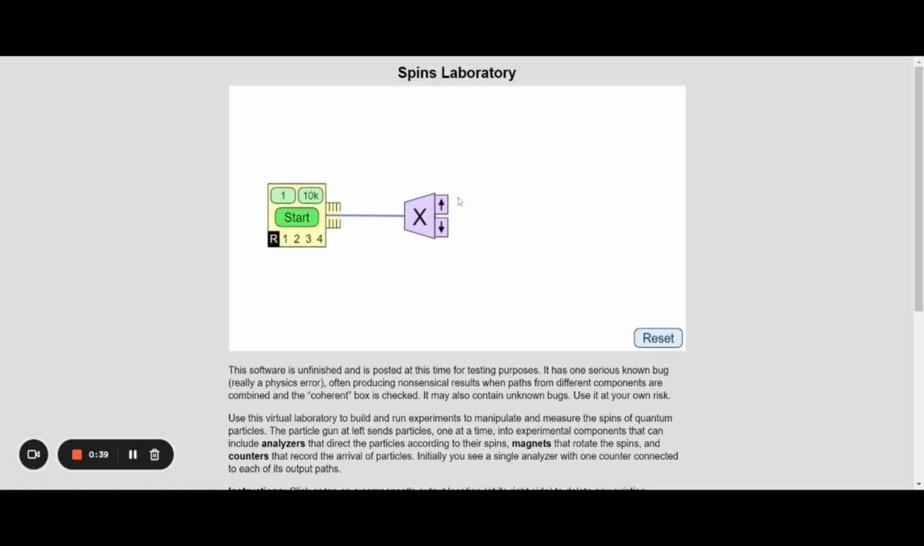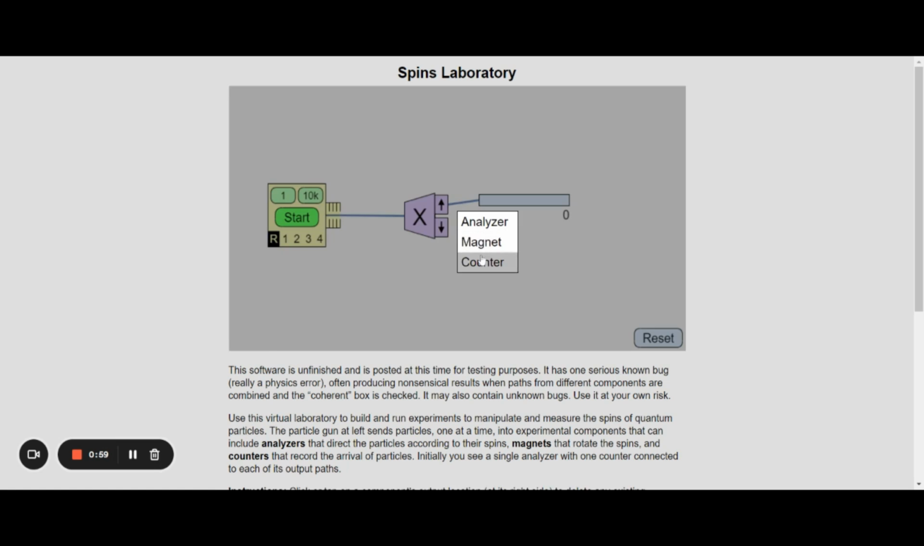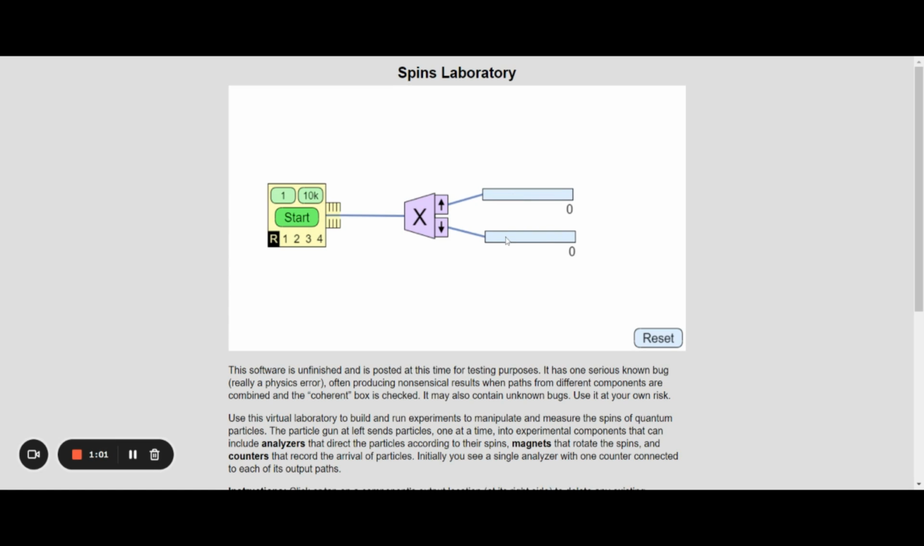And then from each analyzer, you're going to see there's two arrows, up and down. These arrows correspond to spin. So spin up will be coming out of this node, and spin down will be coming out of this node. If you click on the node, we can drag and drop a counter, and same for the spin down node. To see how many particles are spin up and spin down, we measure the particles in the x-axis. We can also change the axis of measurement from x to y or z. These analyzers are basically sort and collect devices.